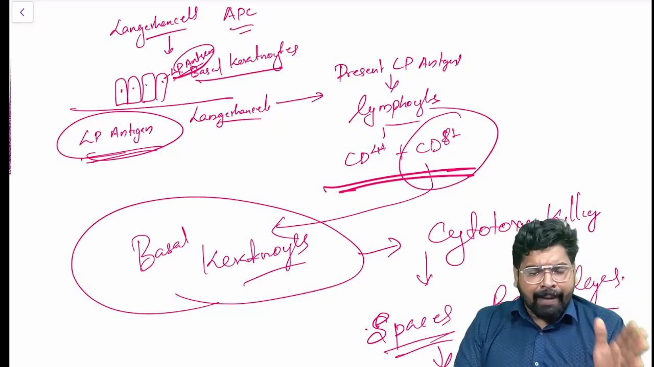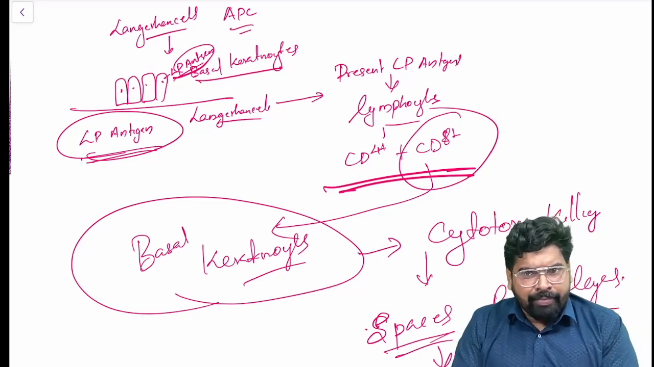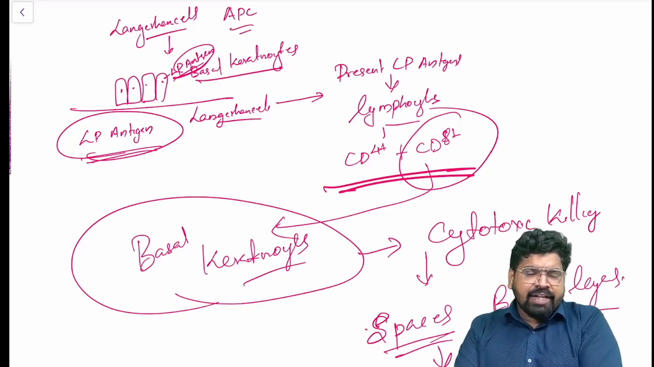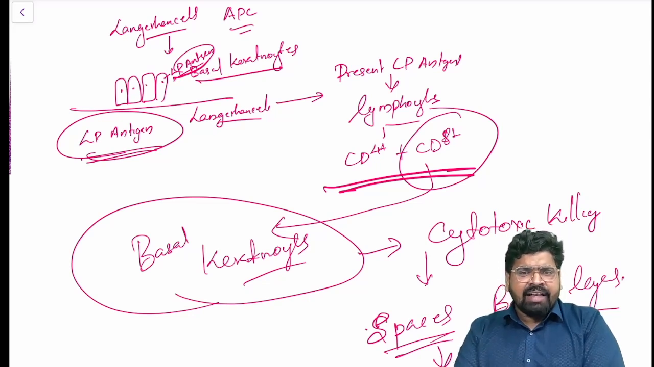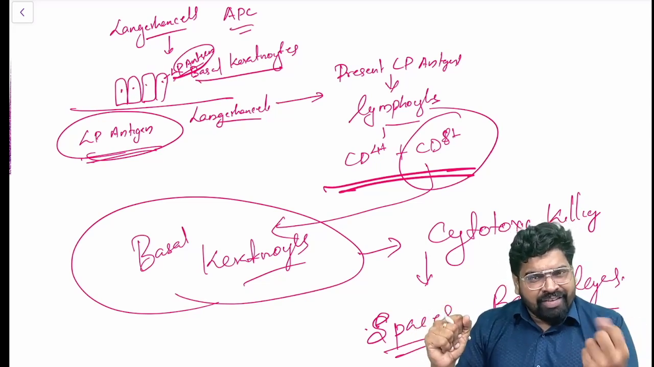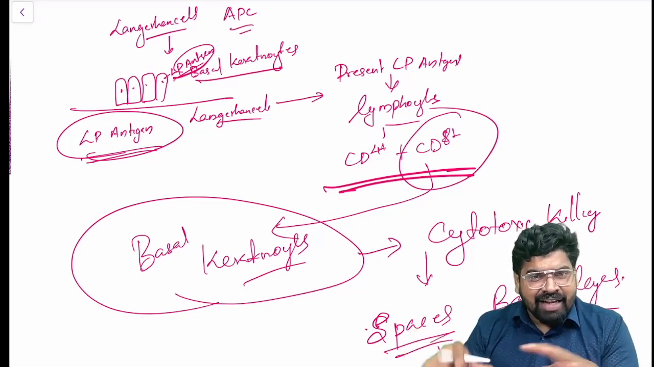misunderstanding. In our life also, misunderstandings can make so many problems, right? So Langerhans cell misunderstood this LP antigen on the basal keratinocytes as a foreign antigen, and this Langerhans cell, I think he's just like a neighborhood aunty. Okay, he got this information and he spread it everywhere. So Langerhans cell is just like a neighborhood aunty.